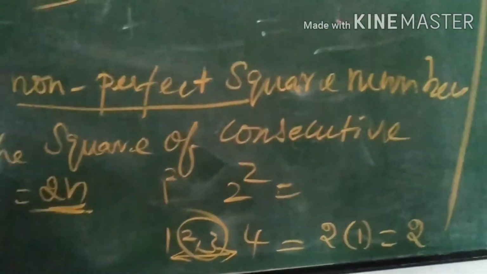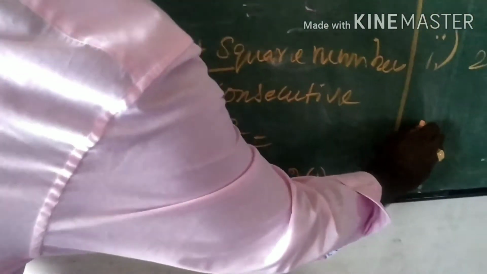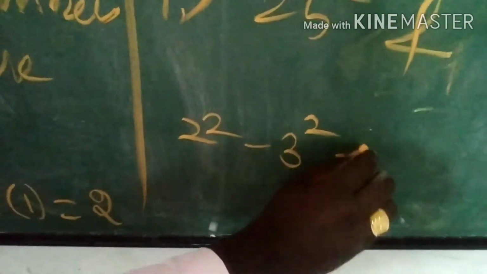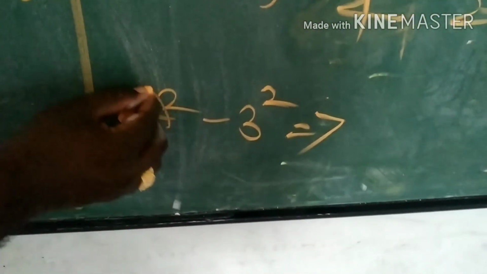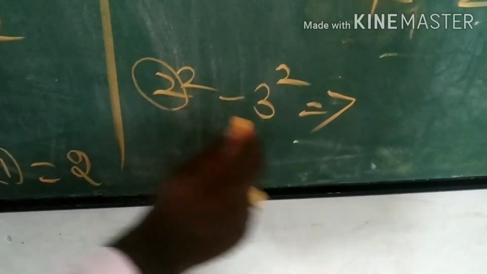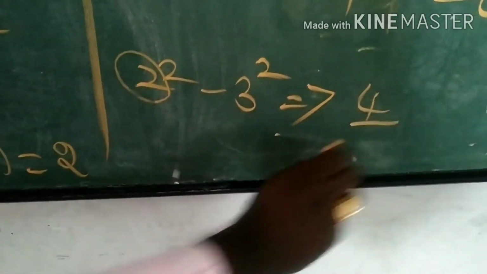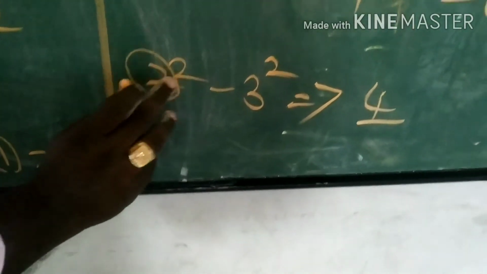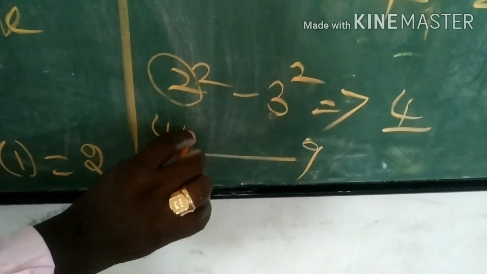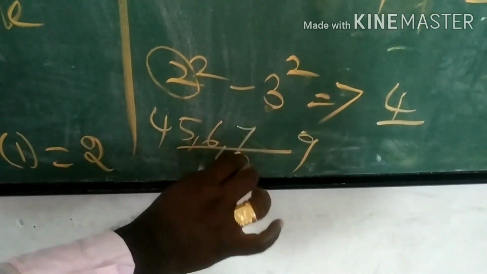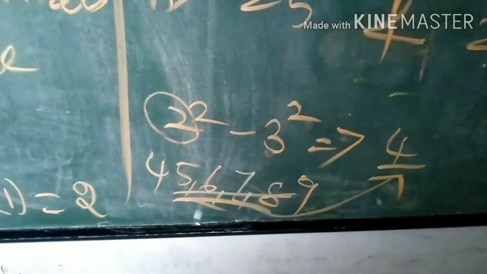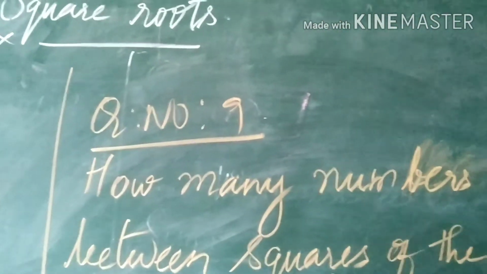If you consider another example, 2 square as well as 3 square. In between these, how many non-perfect squares are there? We multiply 2 with the first number, and we get the count. So 2 into 2 becomes 4. Let us check it. 2 square is 4, 3 square is 9. In between these, the numbers are 5, 6, 7, 8. It is 4 numbers. Is it clear? Now in the same way you are going to solve question number 9.